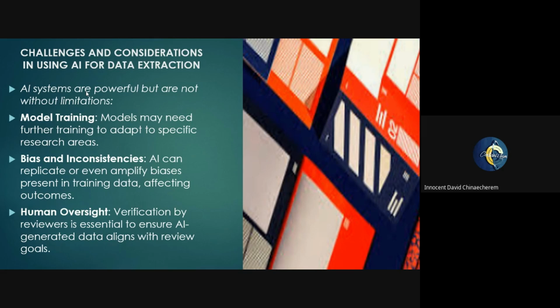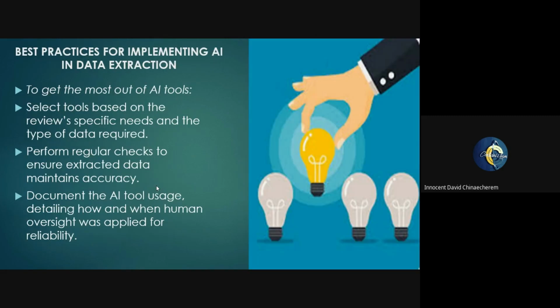bias and inconsistencies. So AI can always generate false information. We all know that. And again, it's human oversight. So it's important that you check properly for whatever it's generating.